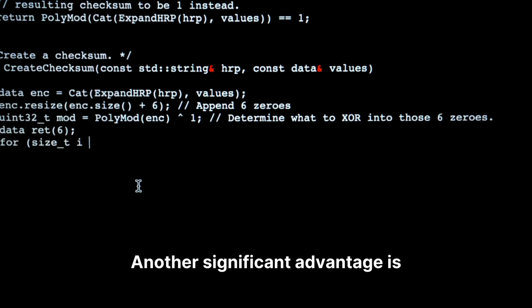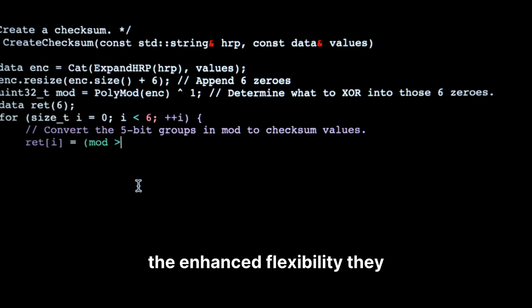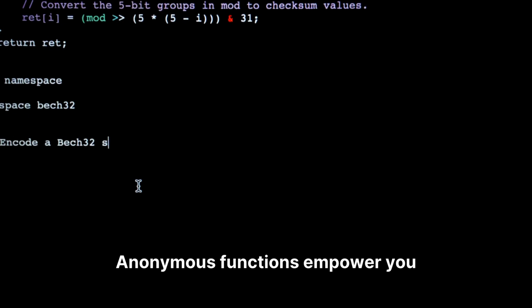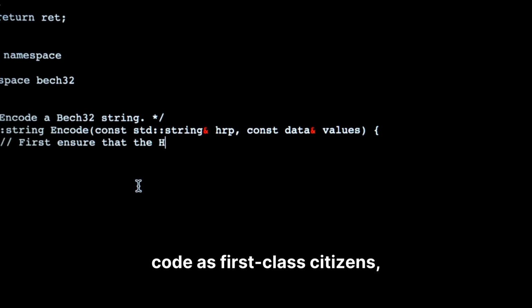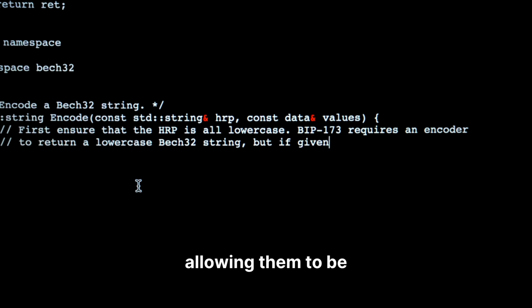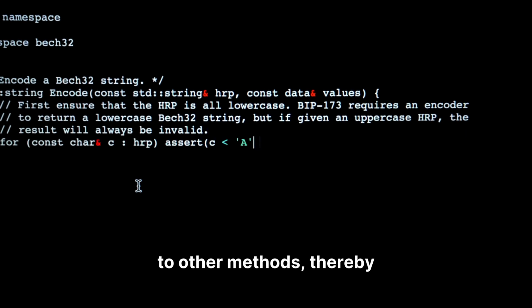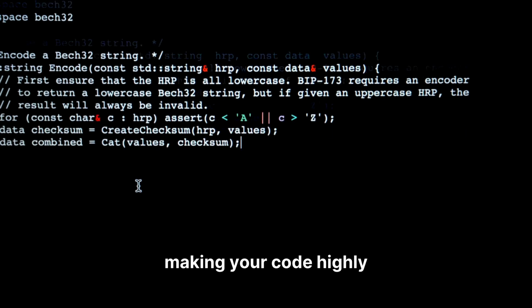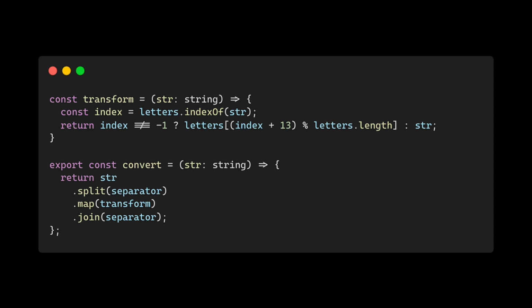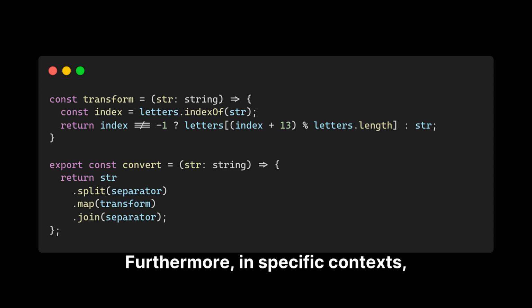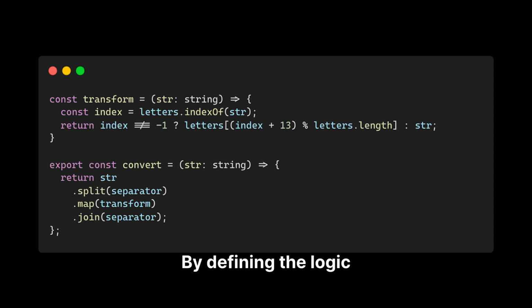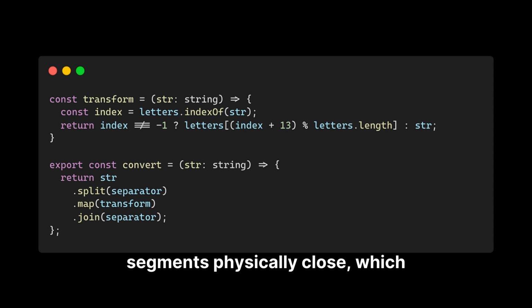Another significant advantage is the enhanced flexibility they provide. Anonymous functions empower you to treat blocks of code as first-class citizens, allowing them to be passed directly as arguments to other methods, thereby making your code highly adaptable and modular. Furthermore, in specific contexts, anonymous functions can greatly improve code readability. By defining the logic directly where it's used, they keep related code segments physically close, which can make the overall flow and purpose of the code much clearer to understand.